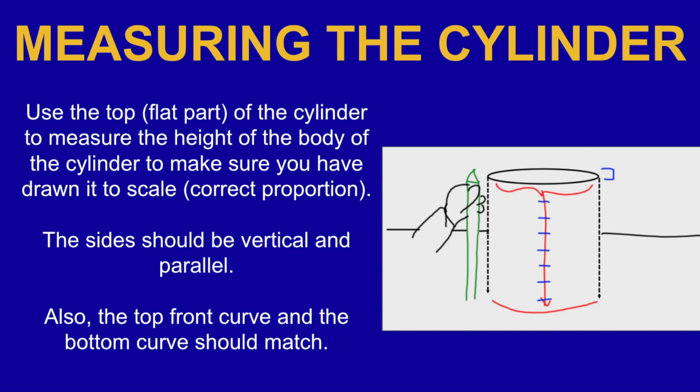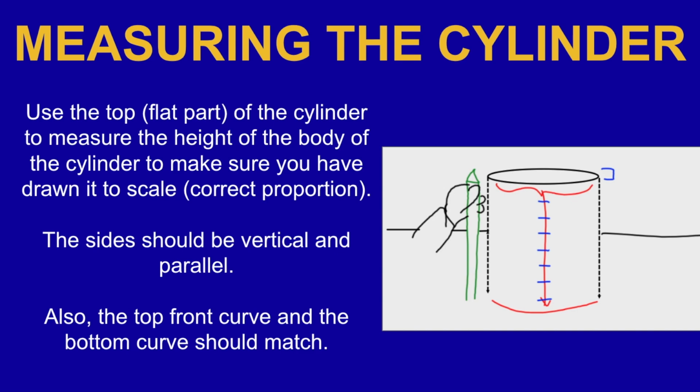Measure that with the tip of the pencil and take your thumb and put your thumb wherever the bottom part of that ellipse is. Then what you are going to do is attempt to count how many of those measurements there are on the tall vertical part, or what I call the body of the cylinder, in order to draw that cylinder more correctly.